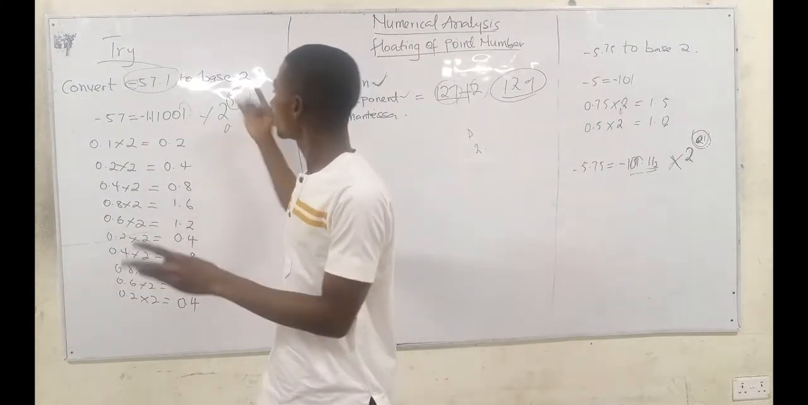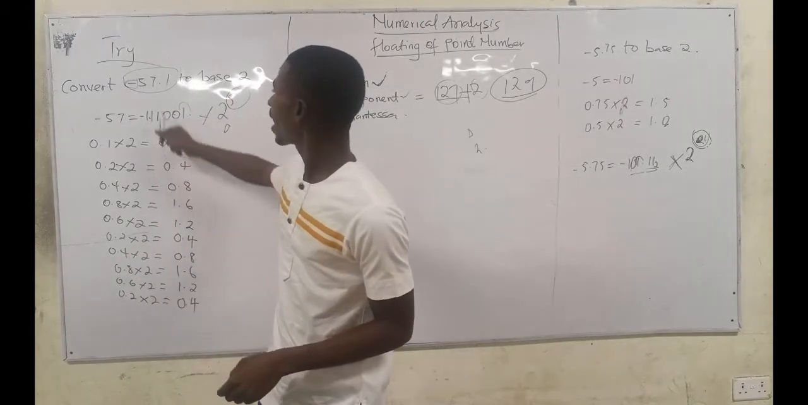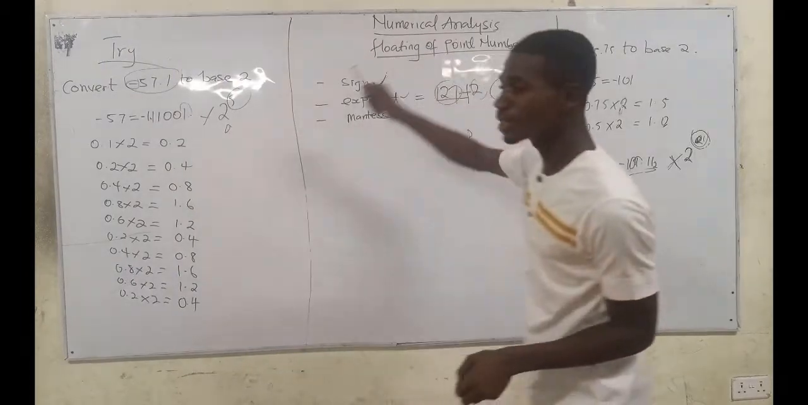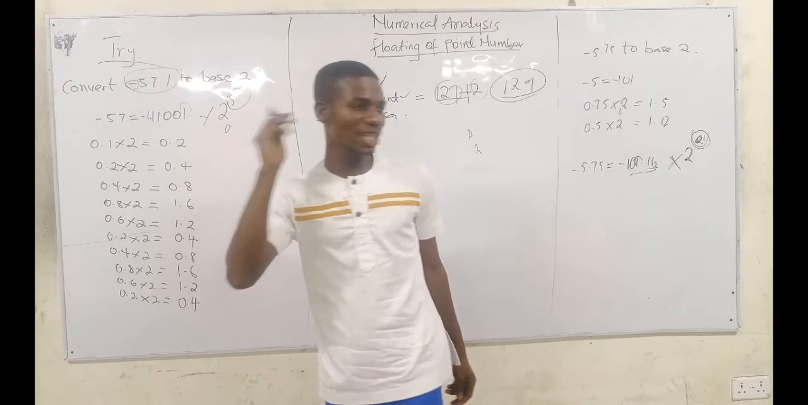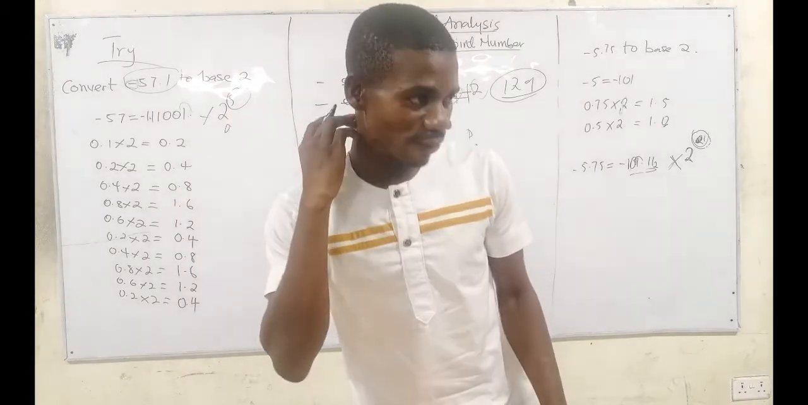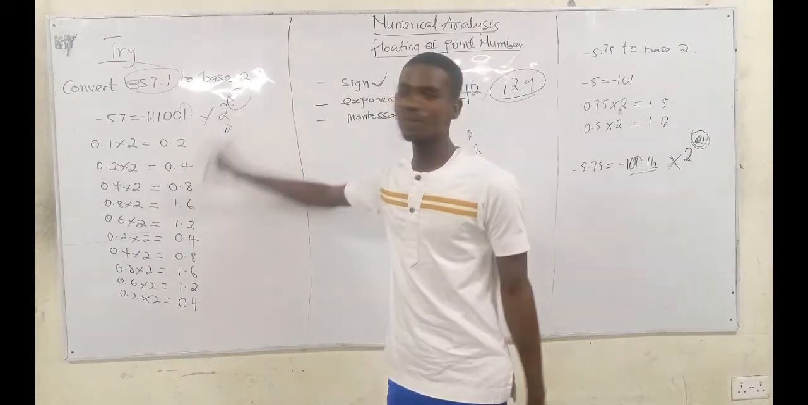And let's try to write this one. So let's maintain the same example here. We are trying to write this one as a floating point. This negative 57.1, we are trying to write this one in a single precision form. Then the question will not be like, just write this one in a single precision form.